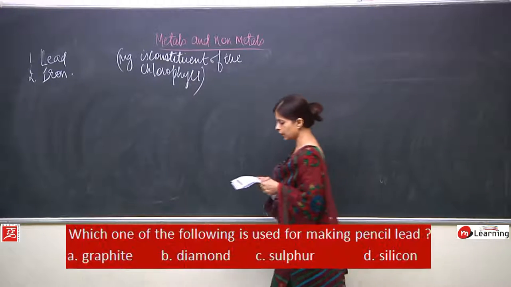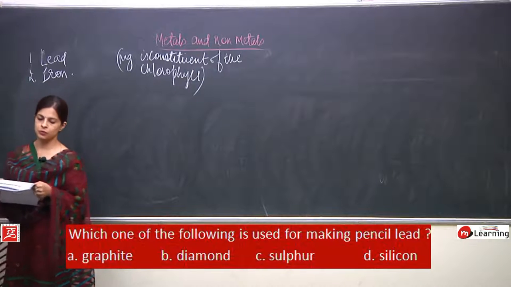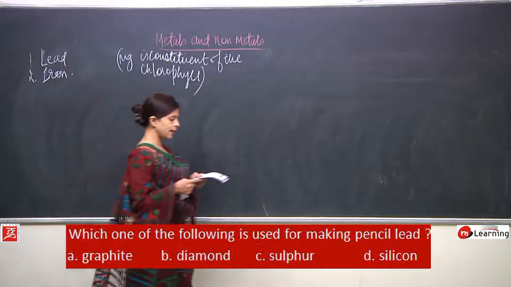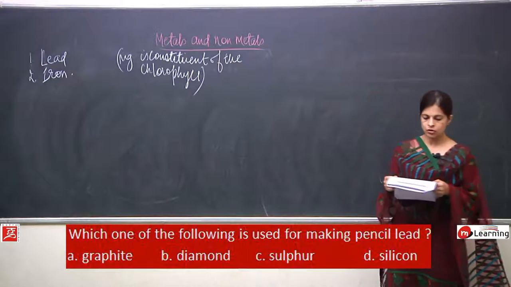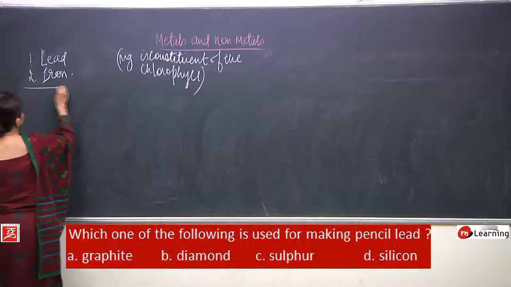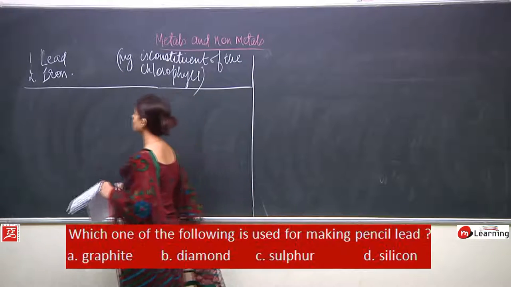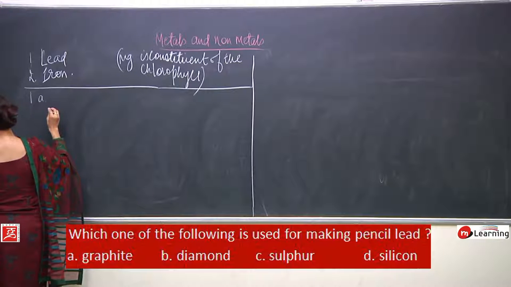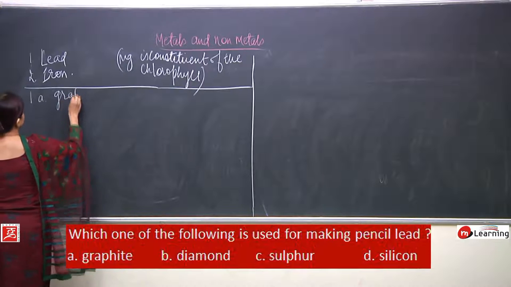Which one of the following is used for making pencil lead? This everyone knows. Is it graphite, diamond, sulfur, or silicon? Is it A, diamond? Keep a check, it is not at all a diamond. What is the given question? Which one of the following is used for making pencil lead? It is graphite.